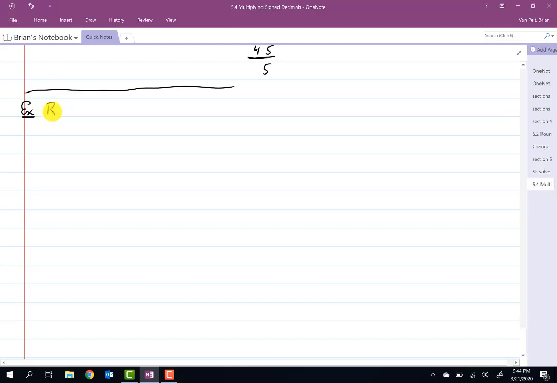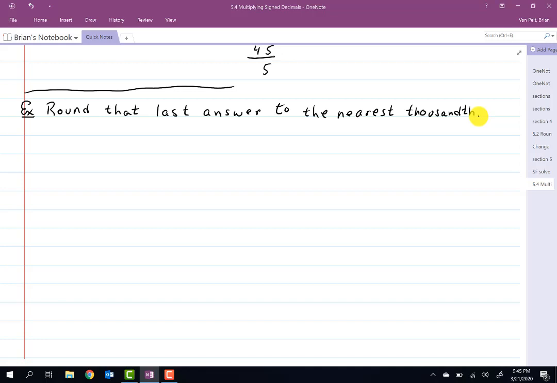Let's round that last answer to the nearest thousandth. You should get used to saying it's thousandth. Somehow make yourself say it so you don't forget that you're dealing with decimals.